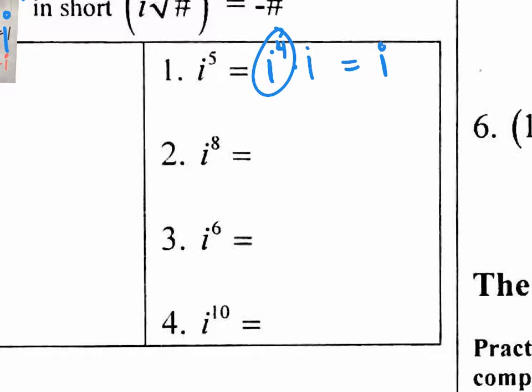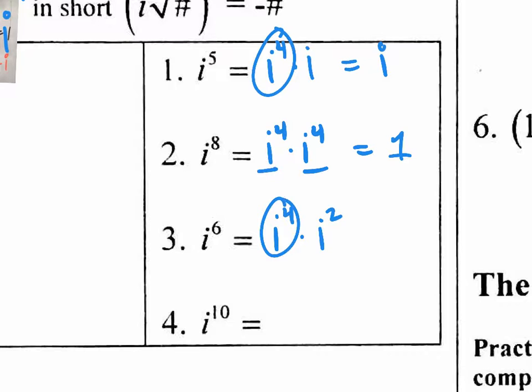How about number 2? What's the answer going to be? Just 1. Remember, if it's divisible by 4, then you're going to be able to rewrite it as i to the 4th times i to the 4th, which is going to be 1 times 1, which is 1, right? Okay. How about i to the 6th? That's going to be a negative 1. Now, how do we get that? Well, think about this. If you had i to the 4th times i to the 2nd, you need 2 more. This is 1 times negative 1, so that's negative 1.